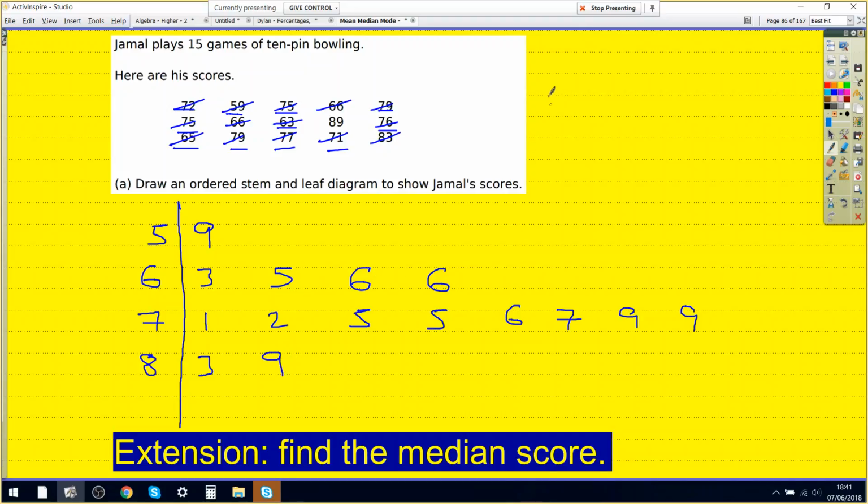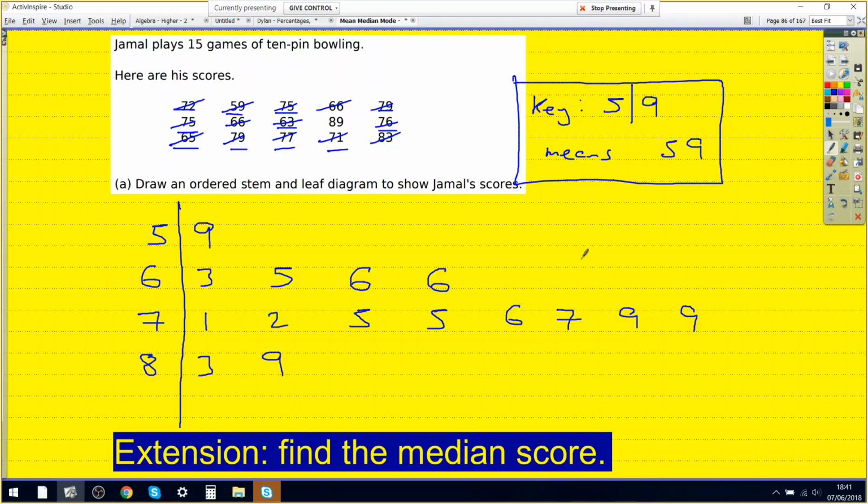Okay, and there's one thing we need, which is a key. And so the key is, let's say this 5 line 9 means 59. That's because sometimes it'll mean 5.9. And so you just need that little key. Put a box around it so they don't miss it. Any questions there? No. Okay.